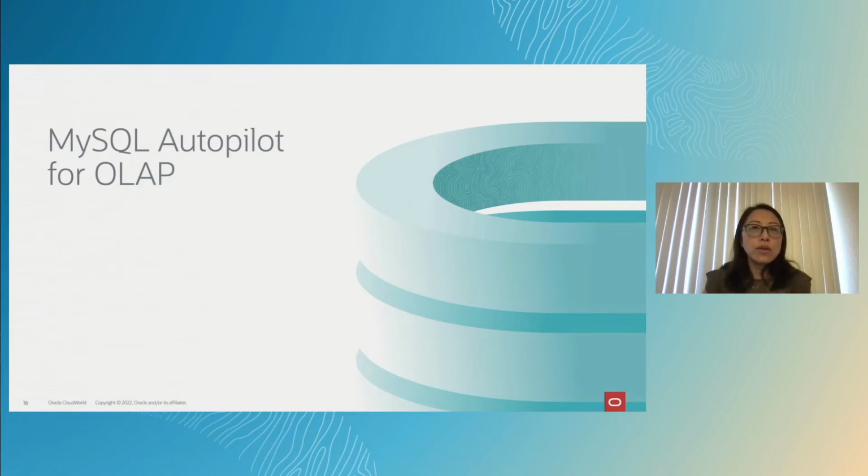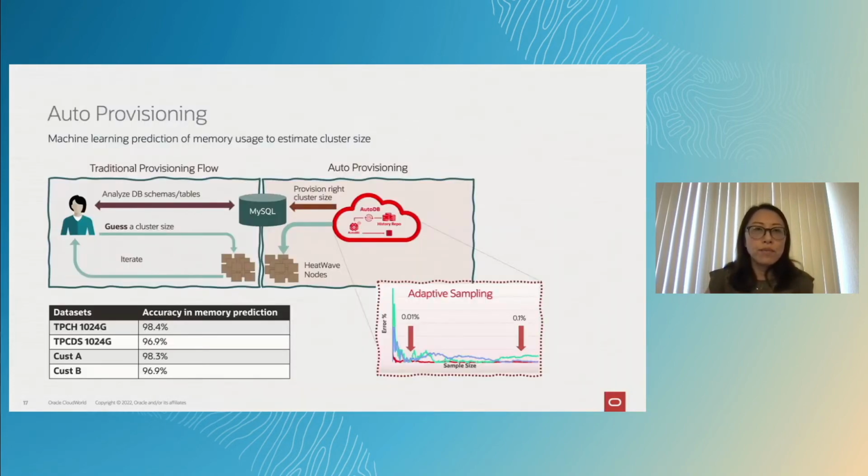So next I want to show you the autopilot feature for OLAP. First one we have is auto provisioning. What auto provisioning does is that we use machine learning to predict the HeatWave cluster size that is needed for your workload. Normally that is done by the DBA, and it is usually really hard to get a good sense of the size that is needed. Sometimes you over provision and sometimes you under provision.